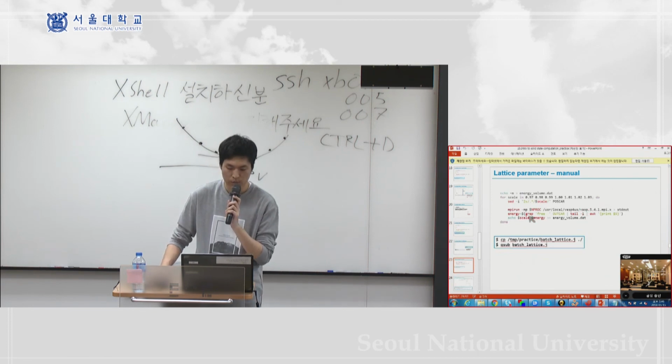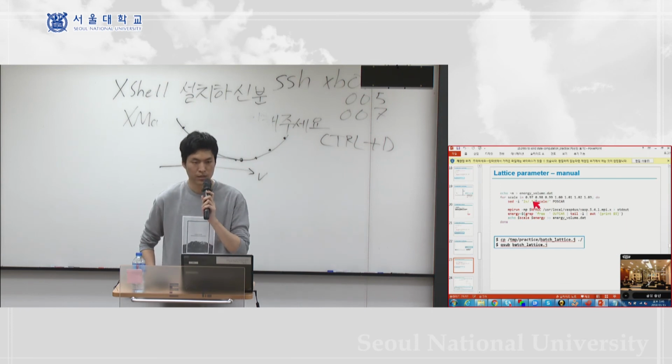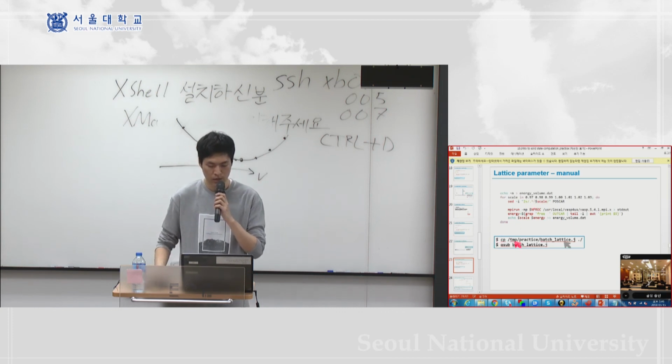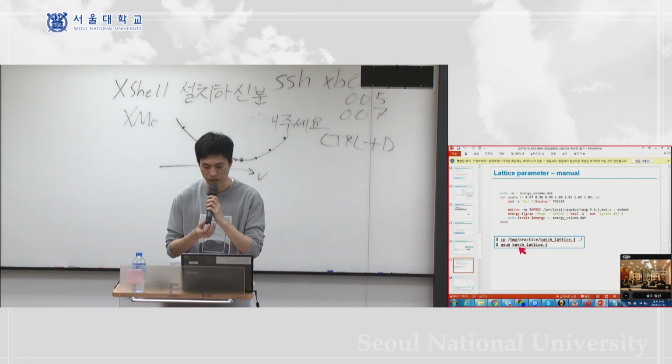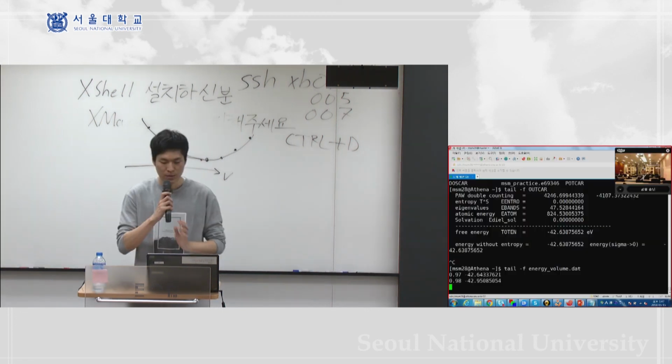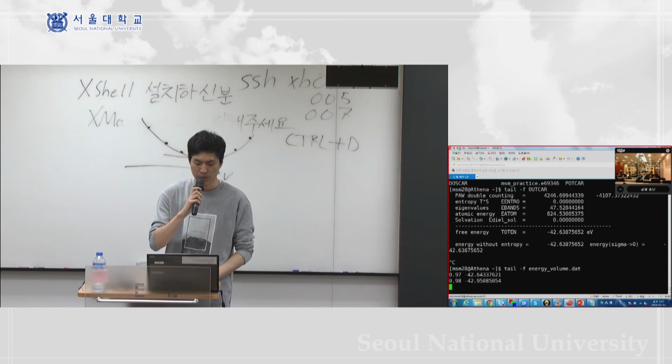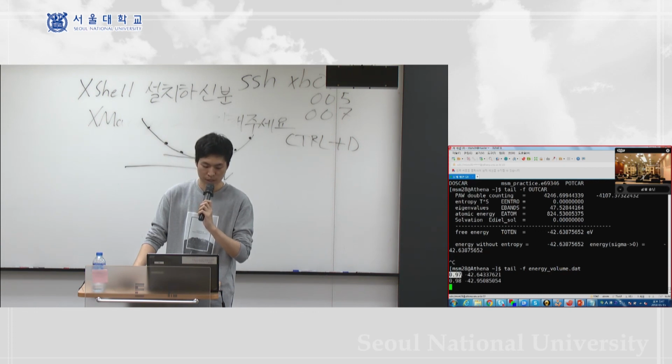we prepared some automatic scripts that calculate the energy while changing the volume of the system. So you can copy this file into the current directory and submit the job using the qsub command. If you run the script, then you will see in the energy_volume.dat file the lattice parameter, the scaling factor, and the energy of the system.